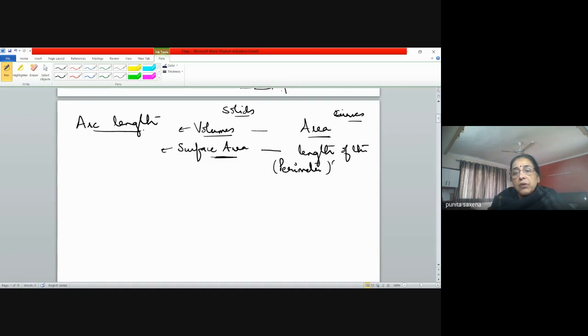So now if we have any curve, we'll call it the length of the curve. Okay. So we know area. We've learned it by using integration. We have also learned how to find volumes by simple integration, single integration, right? Now what is left? How to find the length of the curve and how to find the surface area also.